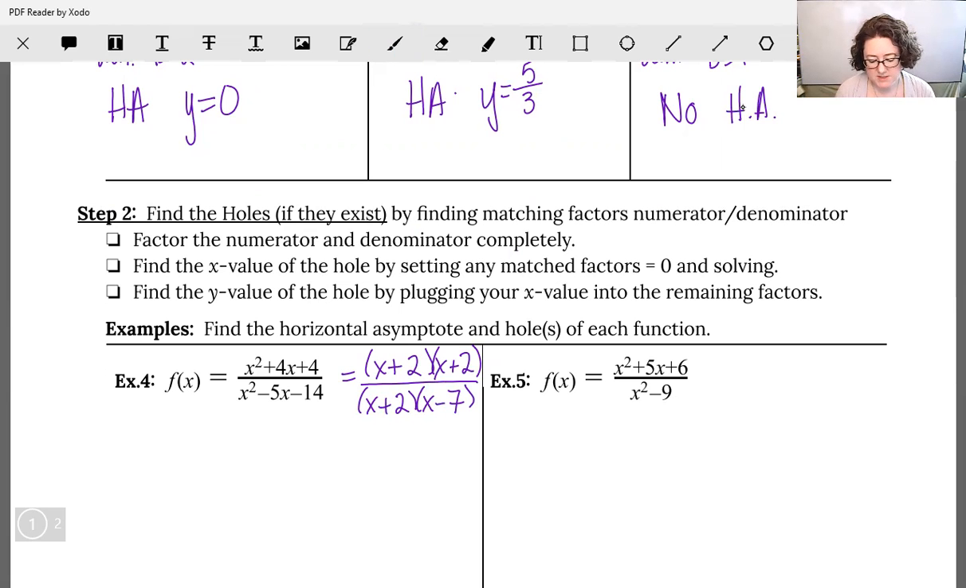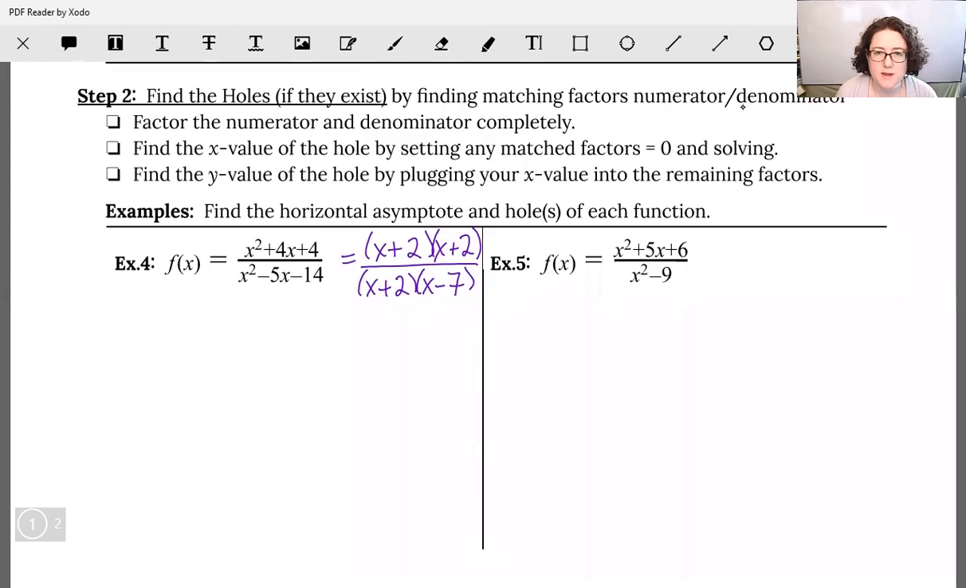So you'll notice here, I can do 2 possible things with this now. First off, I can find my horizontal asymptote. Because I had the exact same degree in the numerator and denominator, 2 factors in the top and 2 factors in the bottom, I know my horizontal asymptote is going to be just dividing the leading coefficients. Because both of those were 1, I know that my horizontal asymptote is 1.